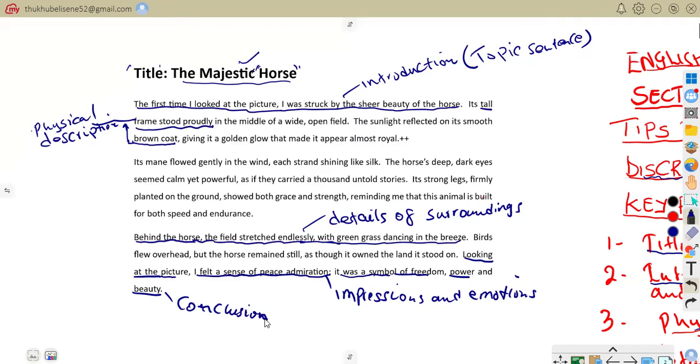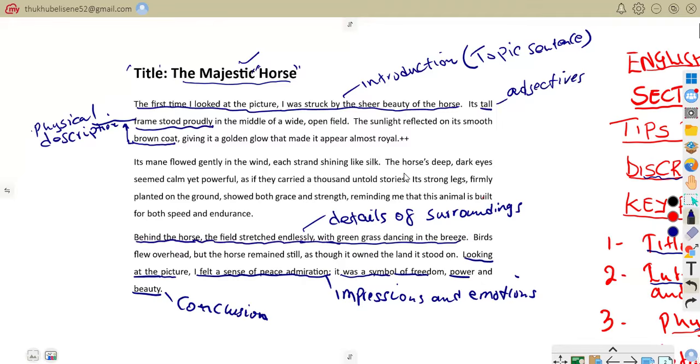So another key point in a descriptive essay we have said now is language features to use. That is when we're talking about adjectives, figures of speech, sentence variety. With adjectives, that's when you're saying it's tall, it's smooth, calm, powerful. Such should be in your essay.